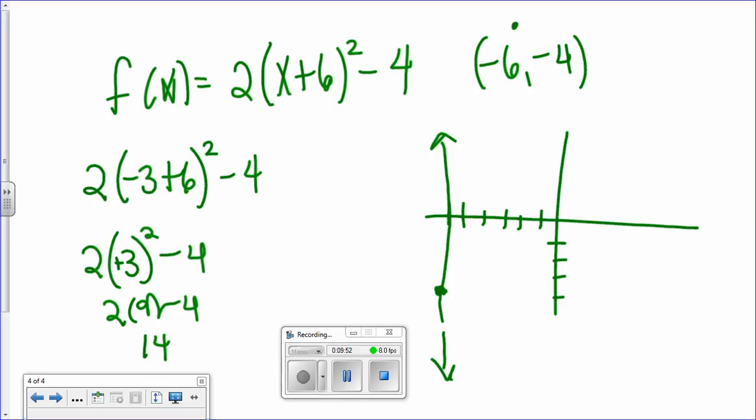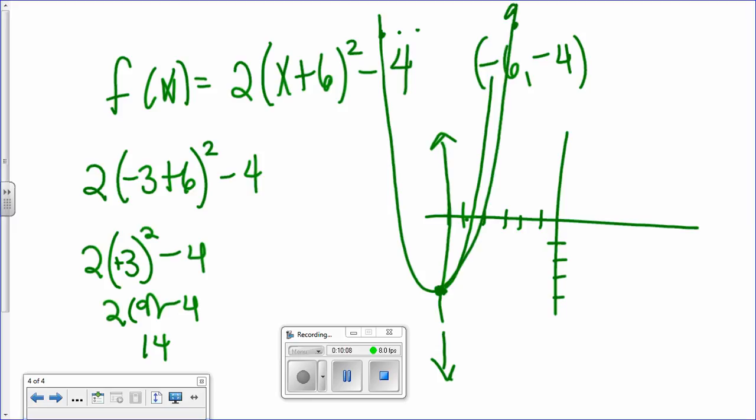See how this one is 1, 2, 3 spaces over? Well, up here, it's going to be another point, 1, 2, 3 spaces over. So I could sketch this parabola. Whoop, hang on. There we go. Just like that. Okay? It's pretty easy. Pretty easy.